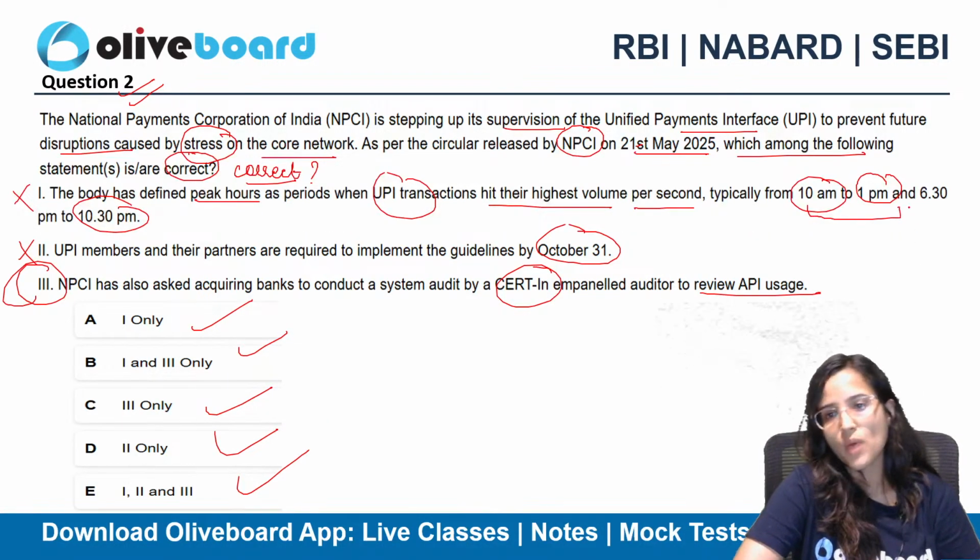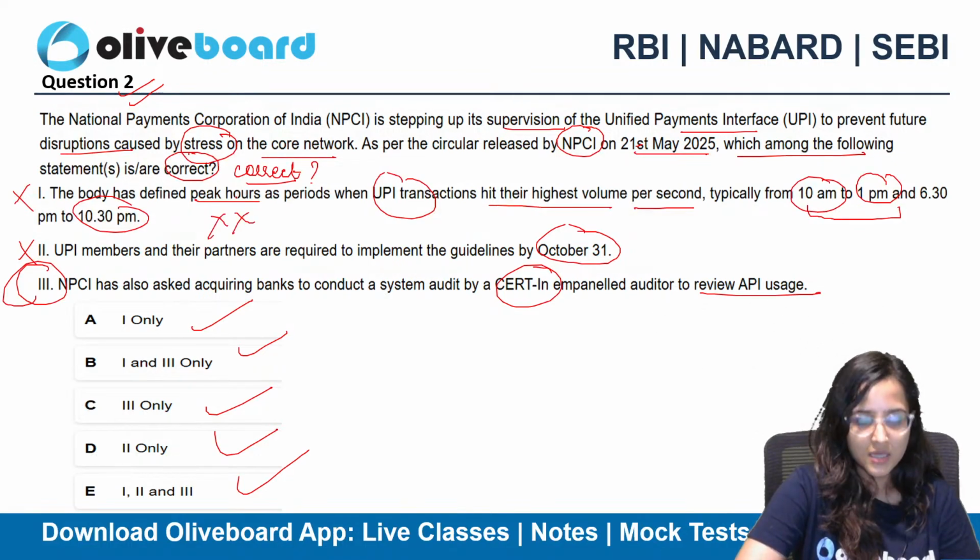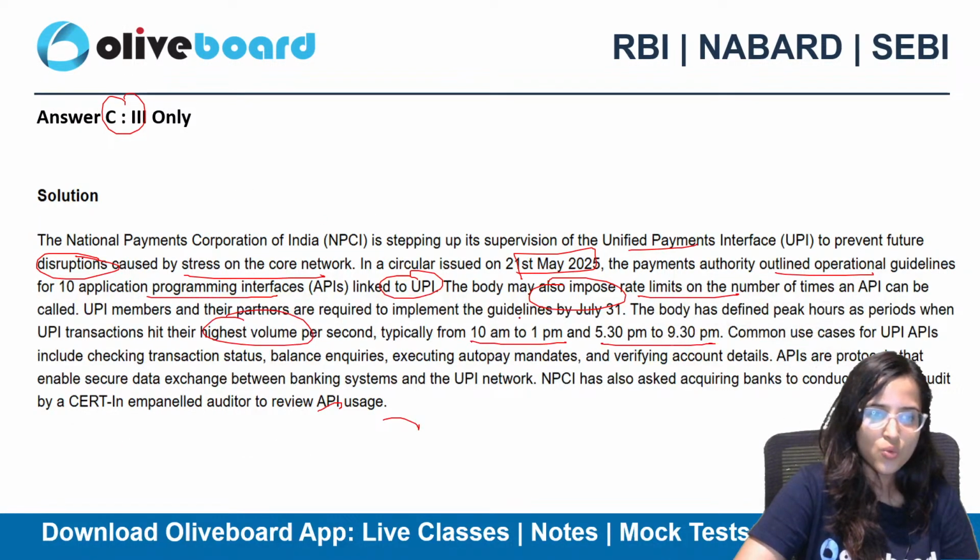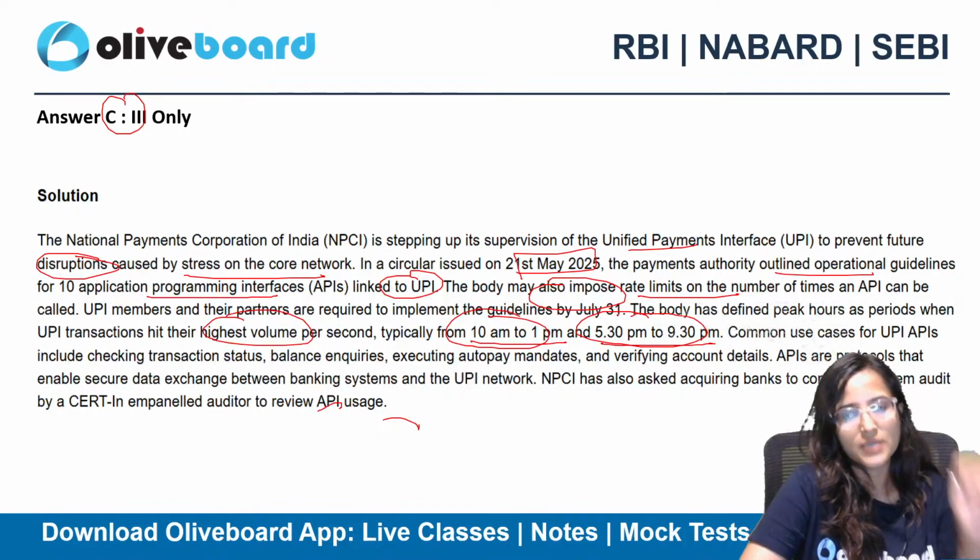So they've written 10 a.m. to 1 p.m. and 6:30 to 10:30 p.m. The timings are wrong over here. It is 10 a.m. to 1 p.m. and 5:30 to 9:30 p.m.